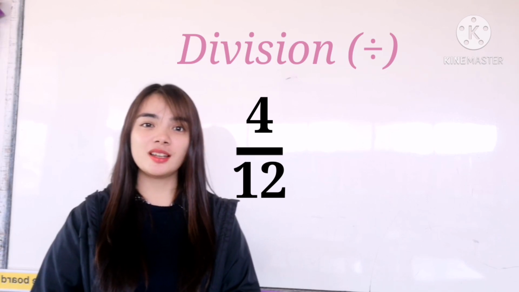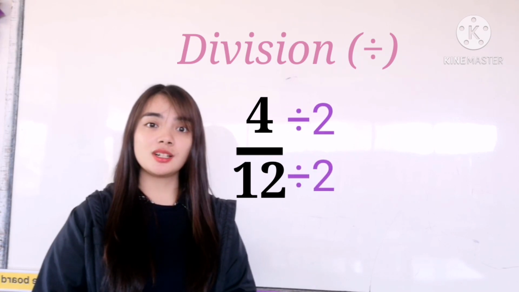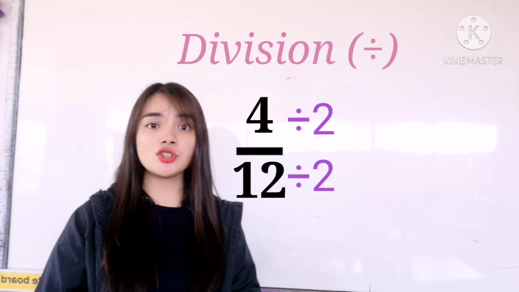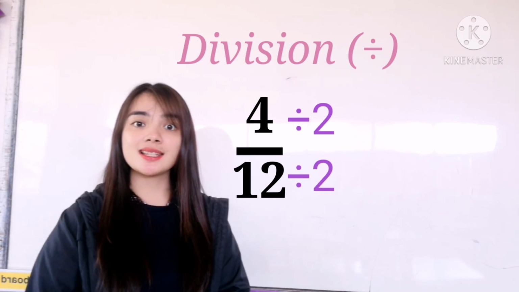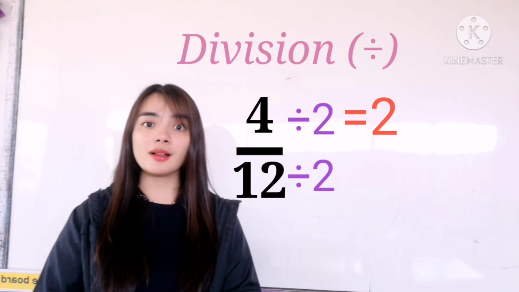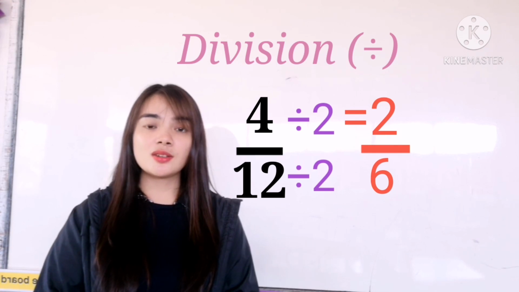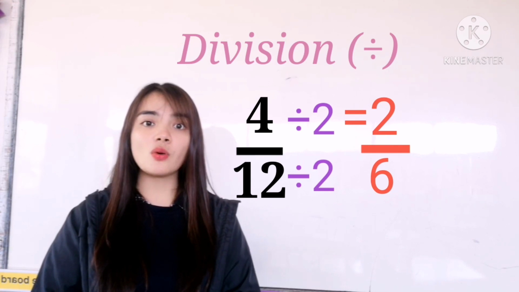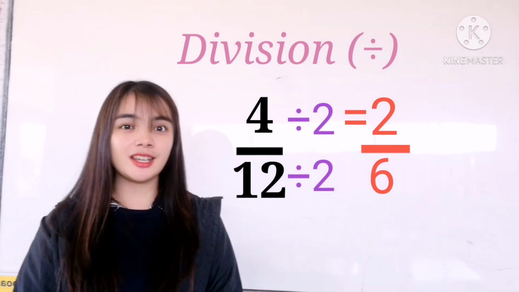Very good. We can divide it by 2 or 4. So let's try to divide it by 2. 4 divided by 2 is equivalent to 2. Then 12 divided by 2 is equivalent to 6. So the equivalent fraction of 4/12 is 2/6. So I hope you understand our lesson for today.